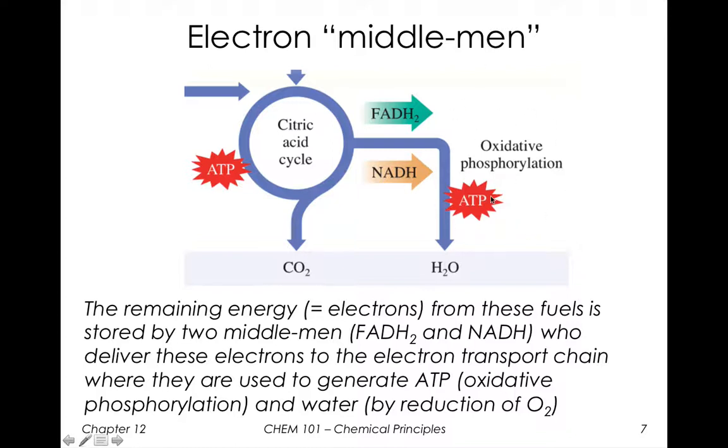I know that's a mouthful, but we'll get to the details of that as we talk about these different processes. Energy in our fuels as electrons is stored in the reduced cofactors. They deliver their electrons to the electron transport chain, and we generate ATP via oxidative phosphorylation, and those electrons ultimately get delivered to oxygen, reducing it to water. This is how we generate those 2 waste products in our main fuel equation.